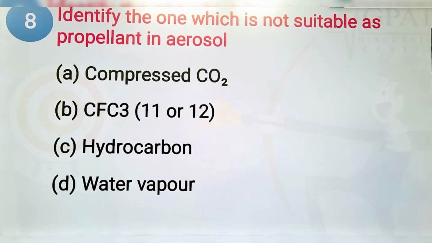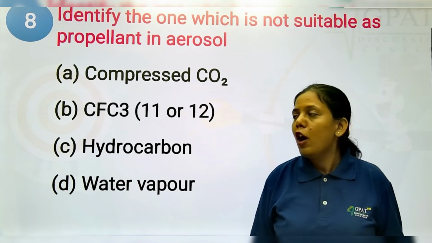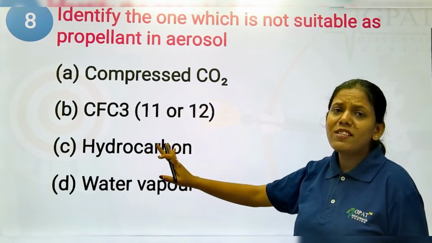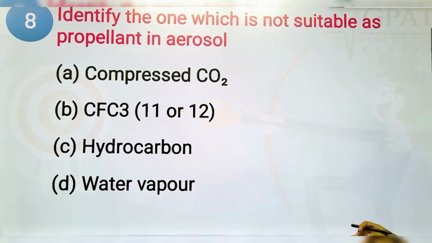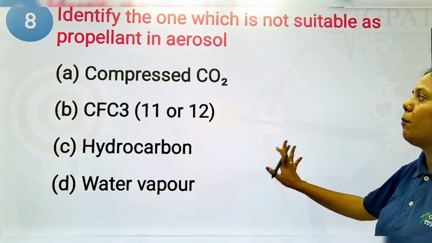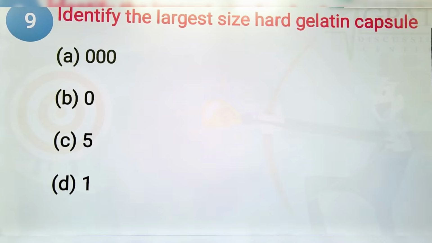The next question is to identify the one which is not suitable as a propellant in aerosol. Compressed CO2, chlorofluorocarbon, that is 11 or 12, hydrocarbon, or water vapor. The propellant we are using in the aerosol is the pressurized dosage form. All the gases, such as compressed CO2, have the tendency to undergo a pressurized dosage form. Water vapor is something we are not using as a propellant in the aerosol, so that is not suitable for the aerosol.